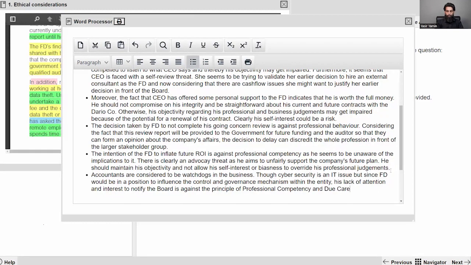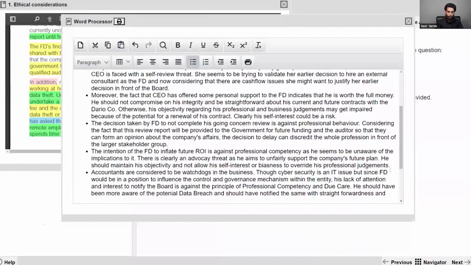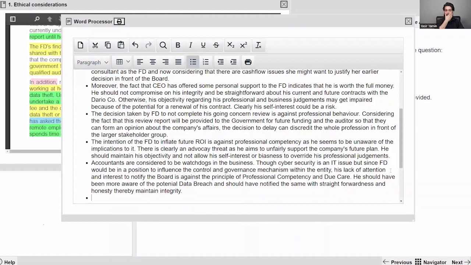He should have been more aware of the potential data breach and should have notified the same with straightforwardness and honesty, thereby maintaining integrity. Thank you. All right. Any other point that I could write?